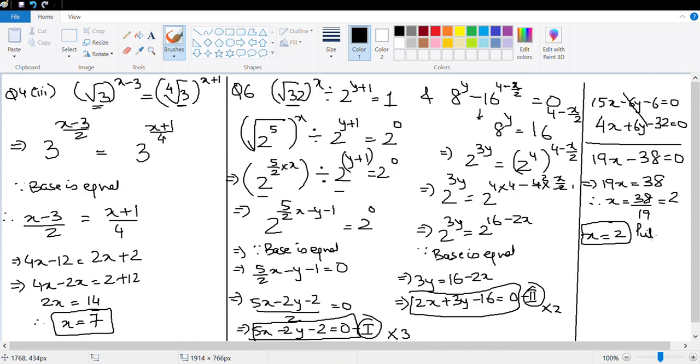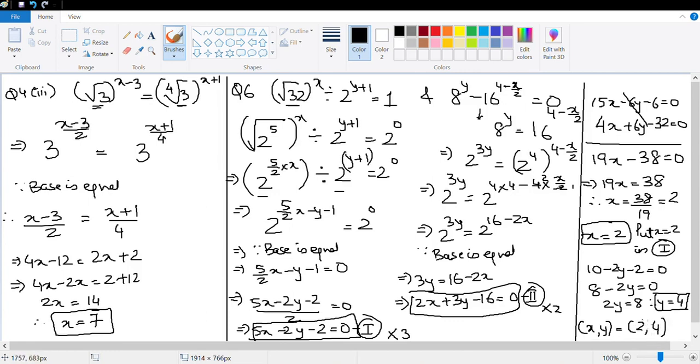Now, put x is equal to 2 in, let's say, equation 1. Then I get 10 minus 2y minus 2 is equal to 0. 8 minus 2y is equal to 0. 2y is equal to 8. Therefore, y is equal to 4. I am done. Let's see the question. What do they want me to solve? They say solve for x and y. So I've got my values of x and y: x and y are 2 and 4. Done. Let's move on to the next question.